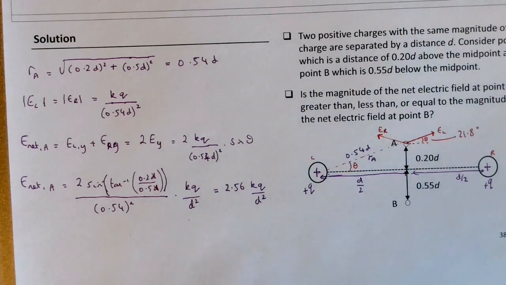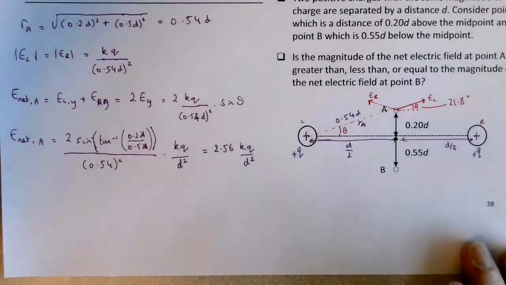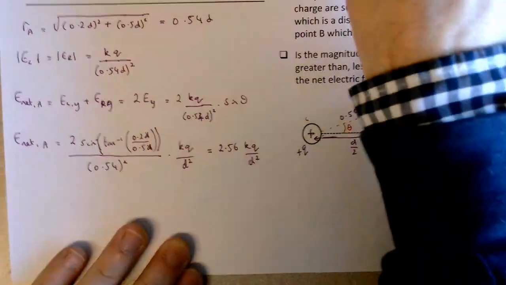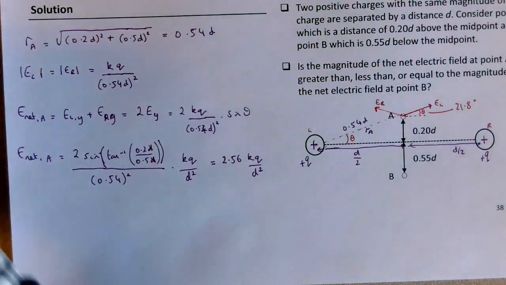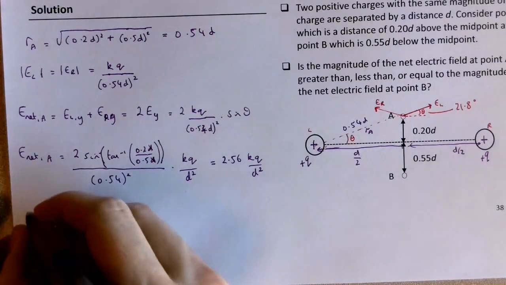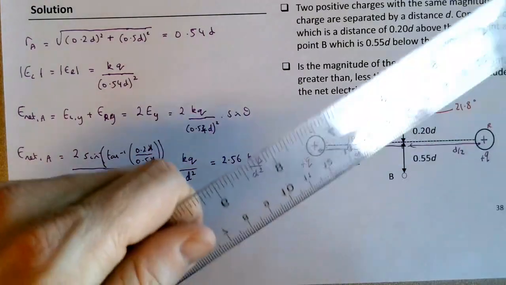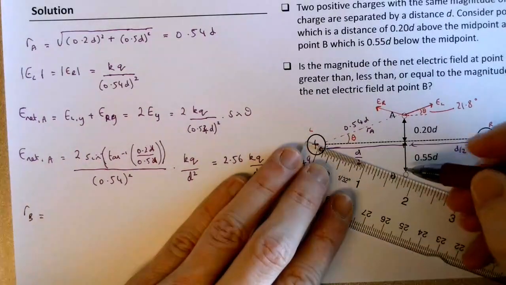So we do the same process for B as we've just done for A. The only thing that's changed here is that we're finding our B, instead of 0.2 we have 0.55, but I think everything else is going to be the same. So I'm going to switch the color here. So the distance for our B, that would be looking at this distance here.